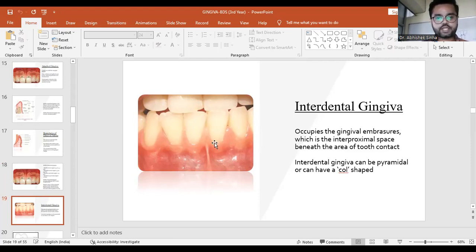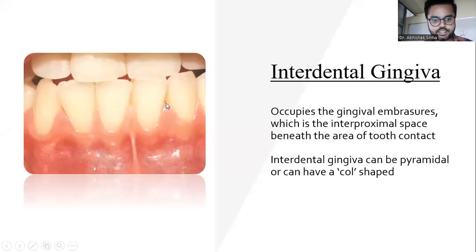See, what is the tooth contact area? Can you see this? This is your lateral incisor. This is a central incisor. This is the area of contact here. I'll just enlarge the slide. So this is the area of tooth contact. The interdental gingiva occupies the gingival embrasure, which is the interproximal space beneath the area of tooth contact. Just below that will be the interdental gingiva.